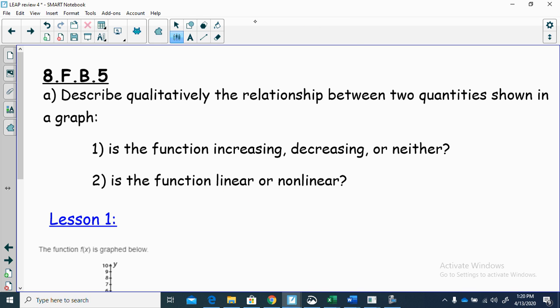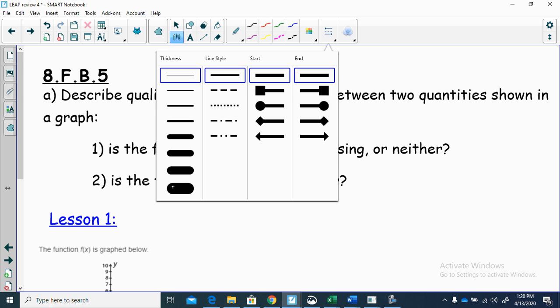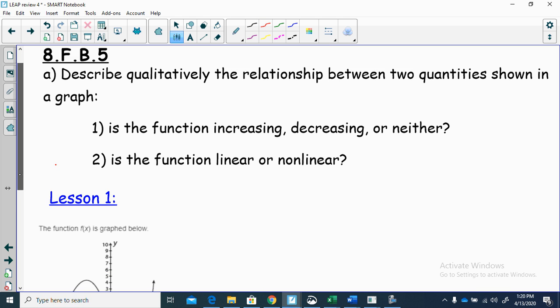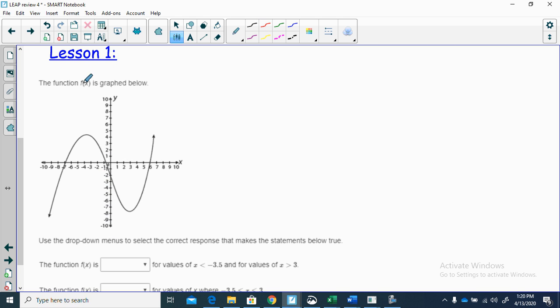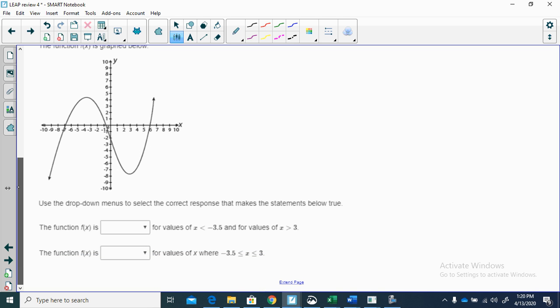Okay, so let's look at the graph that we've got down here, and let's see if we can answer the questions that they've got for us. The function f of x, now I know we haven't talked about f of x, but this just means essentially y. The function is graphed below. Use the drop-down menus to select the correct response that makes the statements below true.